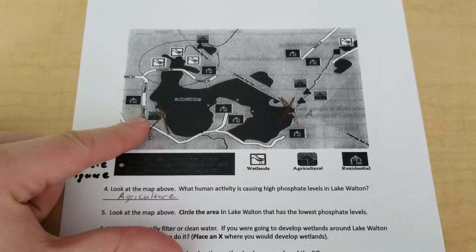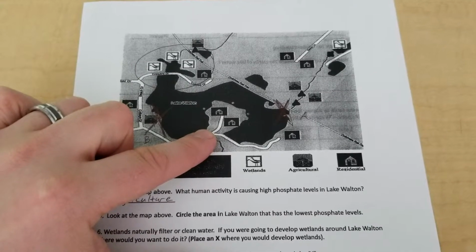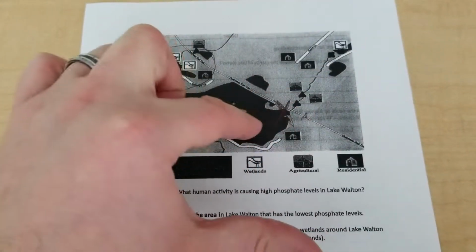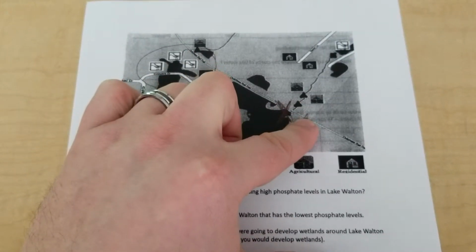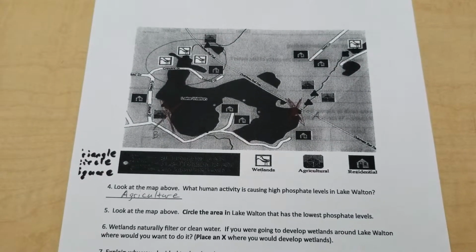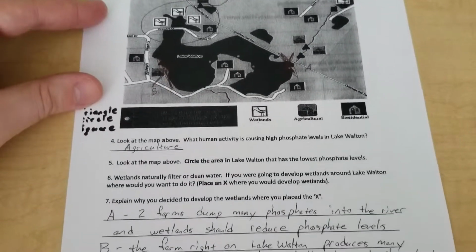This is next to the big farm that is right on the lake. And we got high phosphate levels here, here, and here. These 2 farms are dumping phosphates into the river. They're flowing in. High phosphate levels here, here, and right at the mouth of the river. So I labeled this one A. Either one of those answers would be acceptable, in my opinion, and I am the one grading you, so consider that.